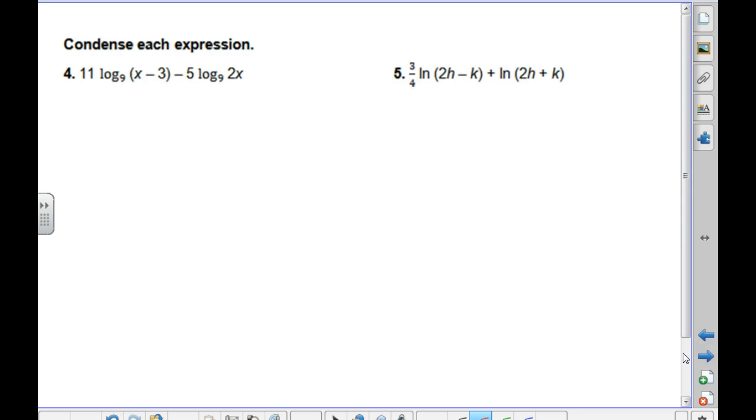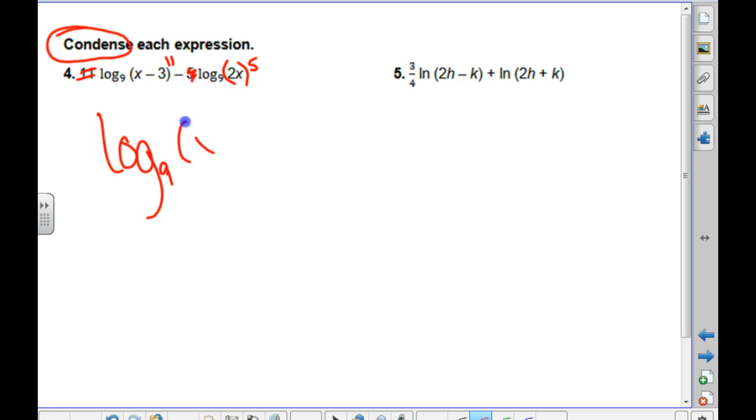Sorry. All right, condense. What do you want to do first? We can put the 11 up here as an exponent and 5 up here. Be careful. The 5 is on the whole thing, the 2 and the x, just like the 11 was on the whole quantity x minus 3. All right, condense means write as a single logarithm, so we are only going to write log base 9 once. So what do we have left to do with this x minus 3 to the 11th and 2x to the 5th? X minus 3 to 11 is going to be on top, and 2x to the 5 is going to be on the bottom. Perfect.